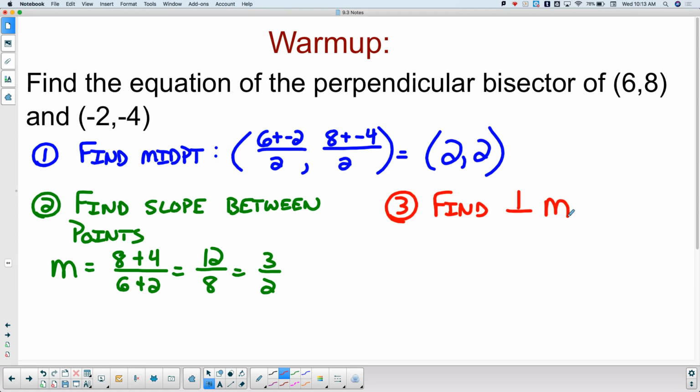Flip is part of it, but it's not the only thing. No? SB? No? Don't know? Samantha? Angeline? No? Okay. Opposite reciprocal. So what is the perpendicular slope then? Negative 2/3.